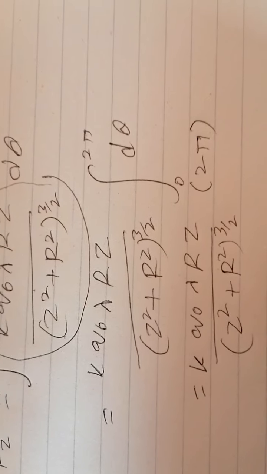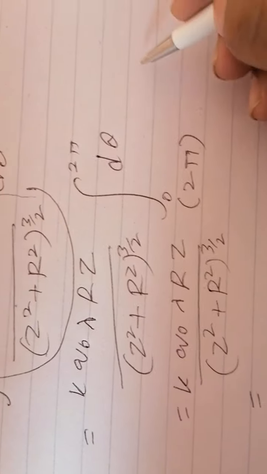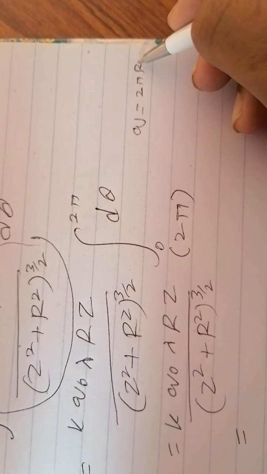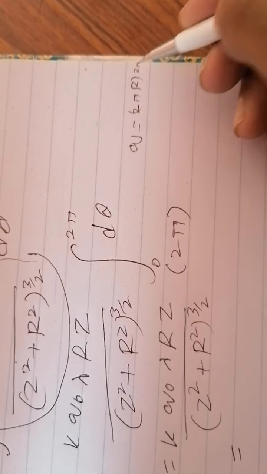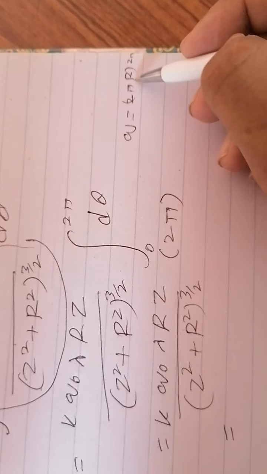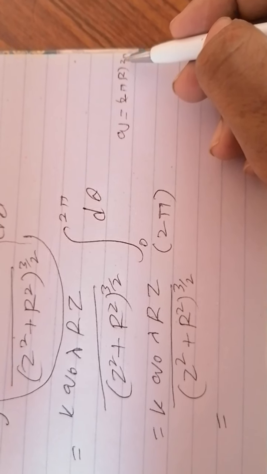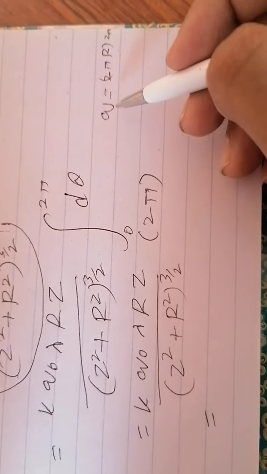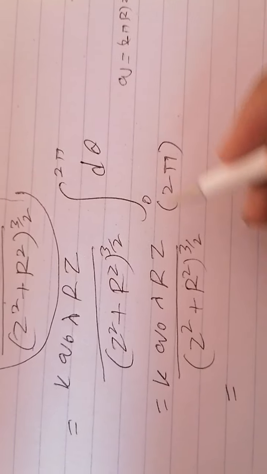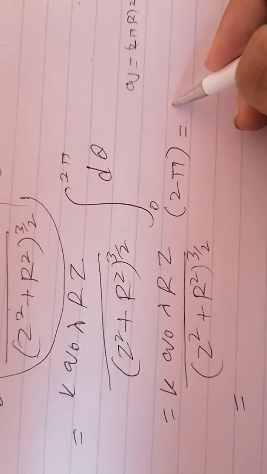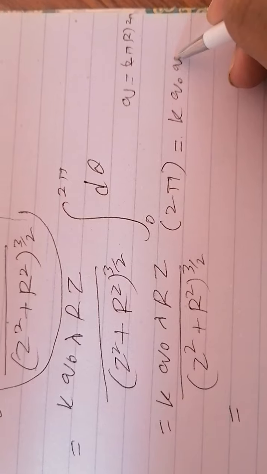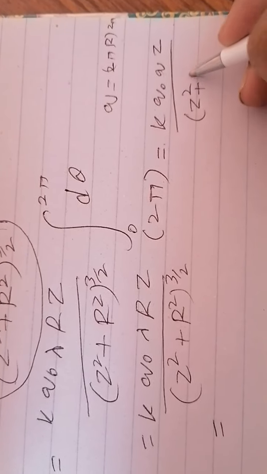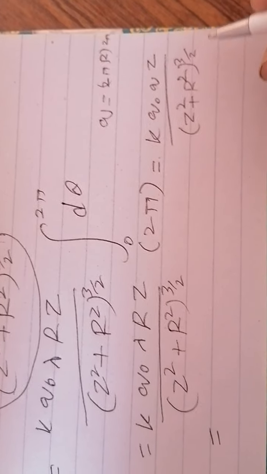If we say that the total charge on the ring is lambda times 2 pi r, because total charge is the circumference of the ring multiplied by the linear charge density, and we replace that with Q, then the expression will be equal to k q naught Q z over z square plus r square whole power 3 by 2.